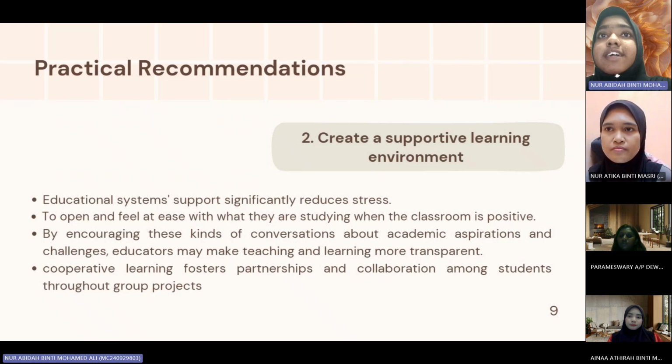Secondly, is create a supportive learning environment. This is especially crucial for a student's performance because supportive educational systems significantly reduce stress. Classes that are joyful and where students assist one another are taught to be safe, since they increase the likelihood that kids will participate and learn. Students are encouraged to be open and feel at ease with what they are studying when the classroom is positive.